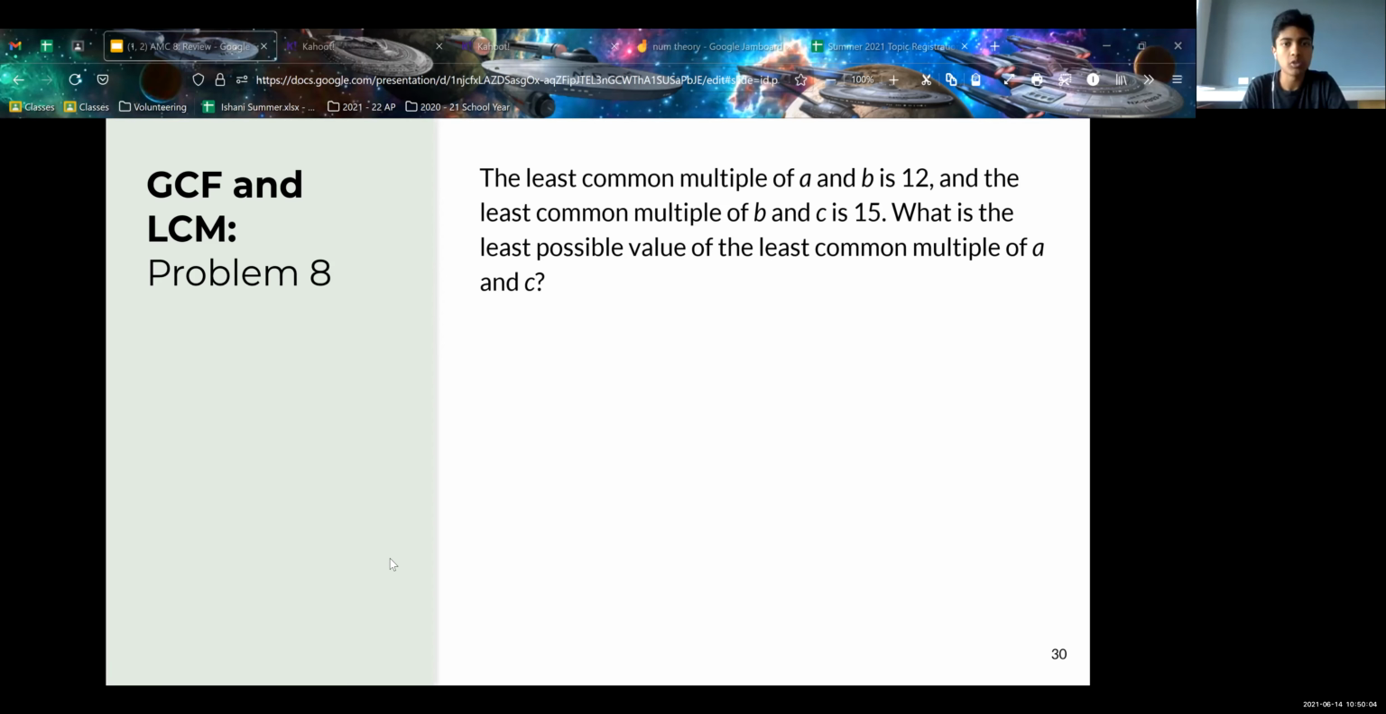All right, so the least common multiple of A and B is 12, and the least common multiple of B and C is 15. What is the least possible value of the least common multiple of A and C? That was a mouthful. Yeah.